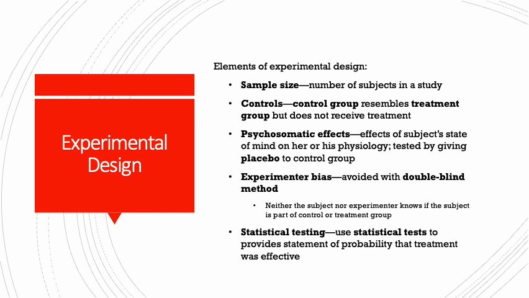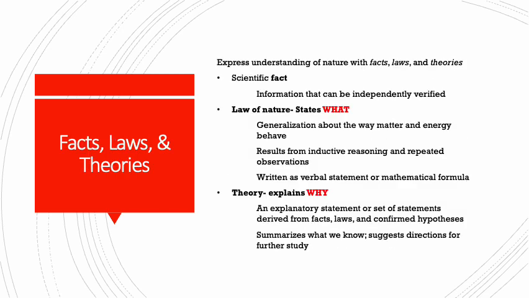So this can be tested by giving the placebo to the group and seeing if they have any reaction or response to it. We can also use statistical tests to provide statements of probability whether the treatment was effective or not. So we can take surveys of everybody and take all this data and put it together statistically and figure out, well, does this work better than this, or does this work, or this doesn't, and so forth. A little more science lingo for you.